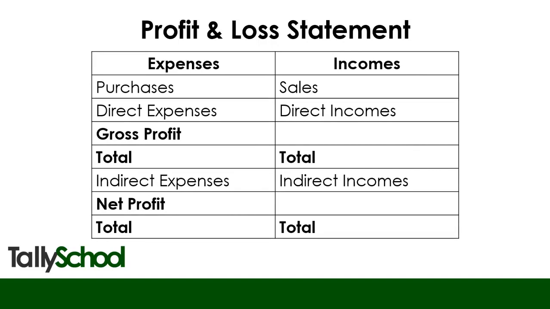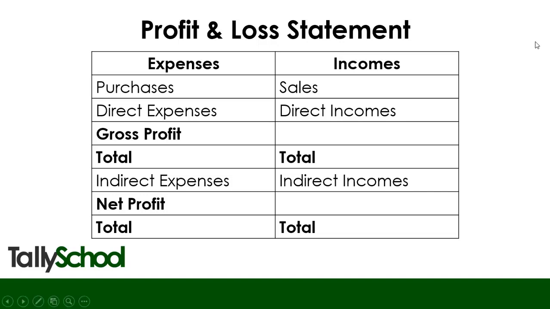So the right hand side is all the incomes and the left hand side is all the expenses. Basically what we do is total the right hand side and total the left hand side. Now we deduct the total of the left hand side, that is expenses, from the total of the right hand side, and we get the profit. If we get that figure in the negative, that means it is a loss, as the left hand side expenses are more than the incomes. Let me show you by giving some numbers.